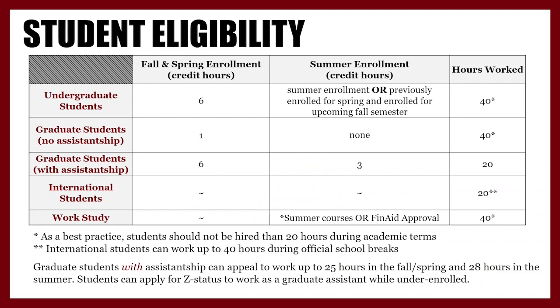One of the toughest parts to submitting student hires is determining someone's eligibility to be hired as a student employee. Different student employee types have different eligibility requirements, so be sure to check on your student's eligibility before submitting their hire. Our undergraduate student employees are required to be enrolled in at least 6 credit hours during the fall and spring semesters. During the summertime, undergraduates are eligible to be hired as student employees if they are enrolled in summer courses, or if they were enrolled in the spring semester and are enrolled for the upcoming fall semester. They are permitted to work up to 40 hours per week.